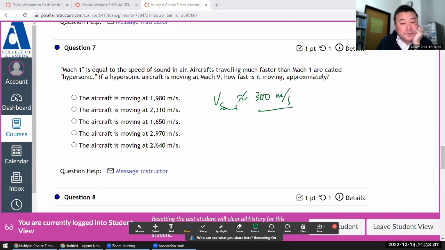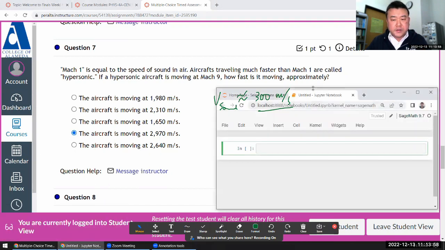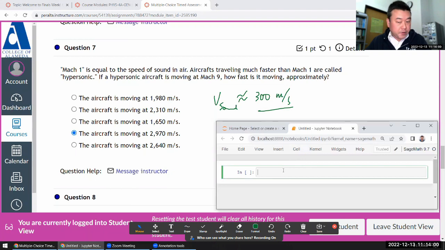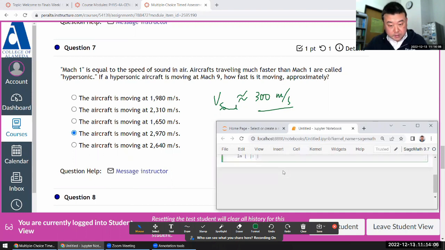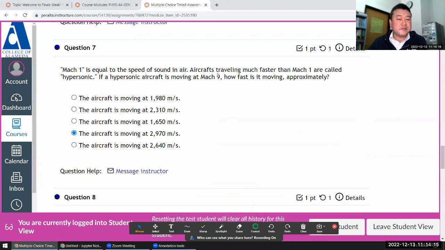And oh wow, these are a little too close to each other. I think if I had to guess, I would go with this, because the speed of sound at sea level, room temperature, is something like 340 meters per second. So times 9, that would be, yeah, closer to that than that. So I might actually be using a temperature of 0 degrees C, because up in the air it's colder.